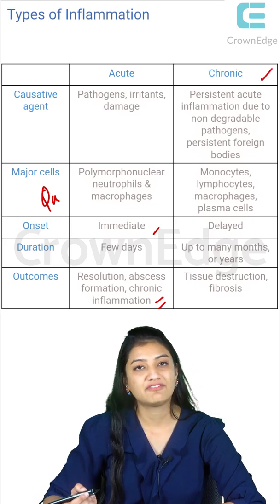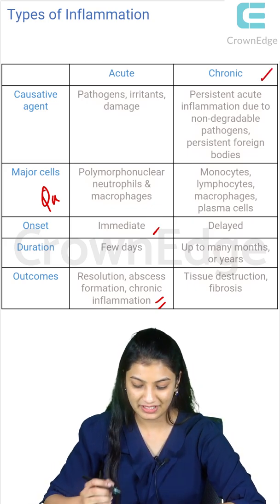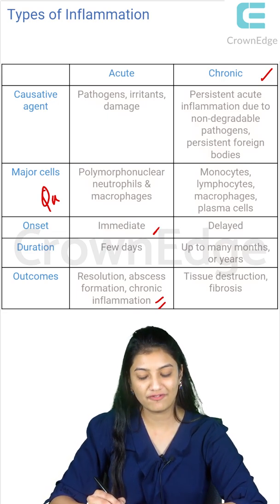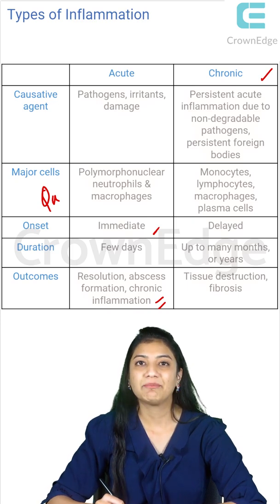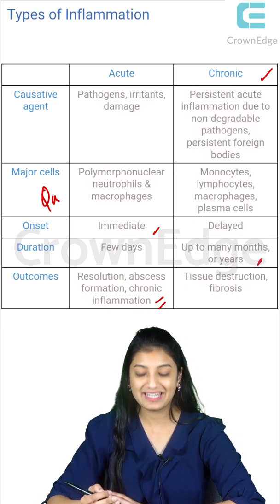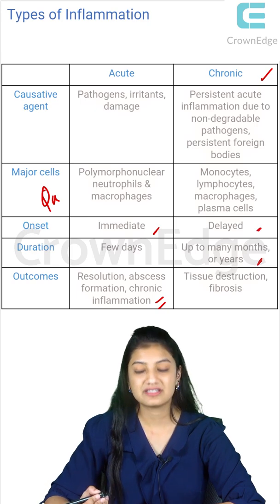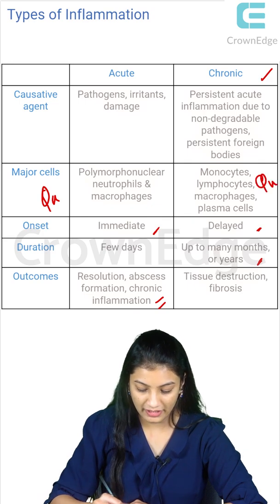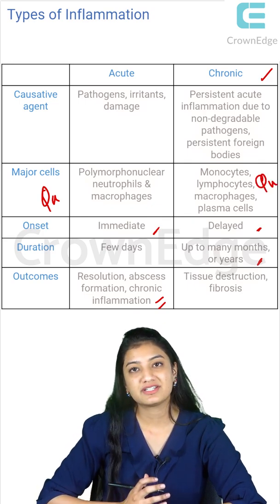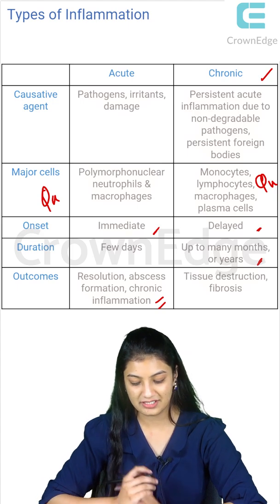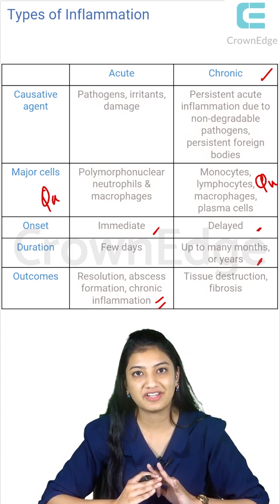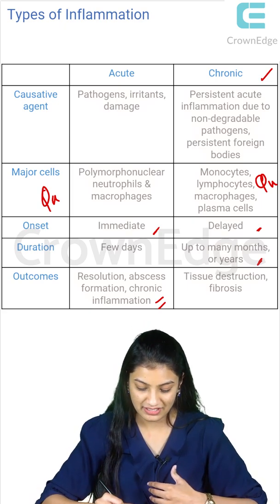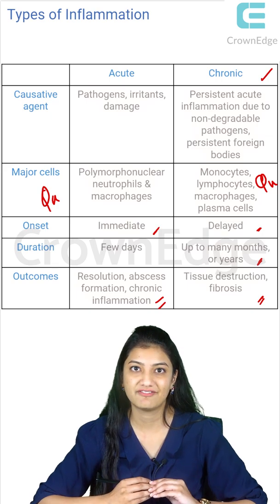Chronic inflammation is basically because of persistent acute inflammation due to non-biodegradable pathogens or persistent foreign bodies. The duration is mainly many months to years, and the onset is delayed. Again, another question that can be asked is, what are the major cells seen in chronic inflammation? It is the monocytes, lymphocytes, macrophages, and plasma cells. So what is the end outcome of a chronic inflammation? It can lead to tissue destruction and fibrosis.